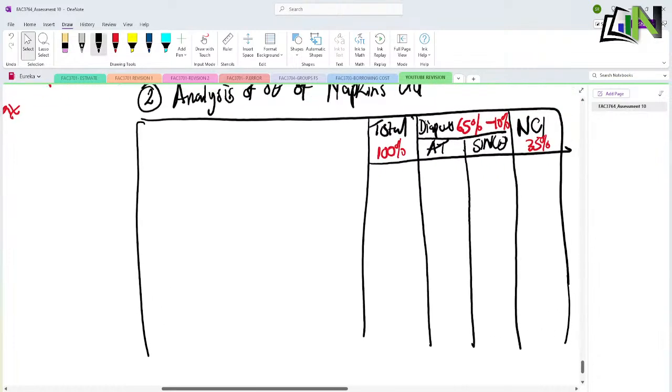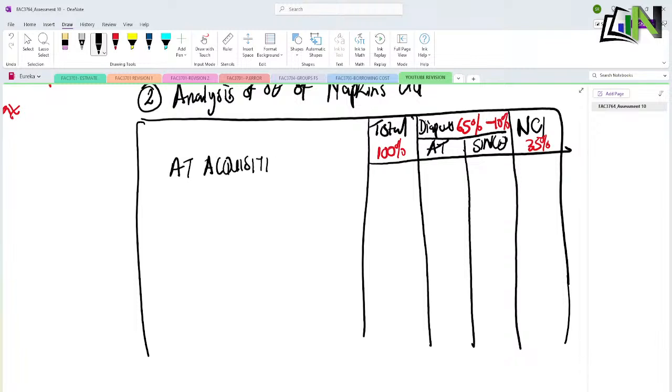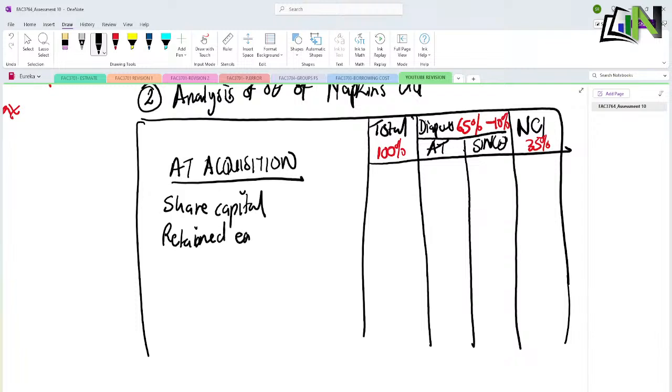Right, we start at acquisition. This is where we want to know, is this investment worth it? What are we paying versus what we are going to receive? Is it worth it? All right, so we continue here. We start with our share capital. Then retained earnings is always there, and then we will have adjustments if there are any.